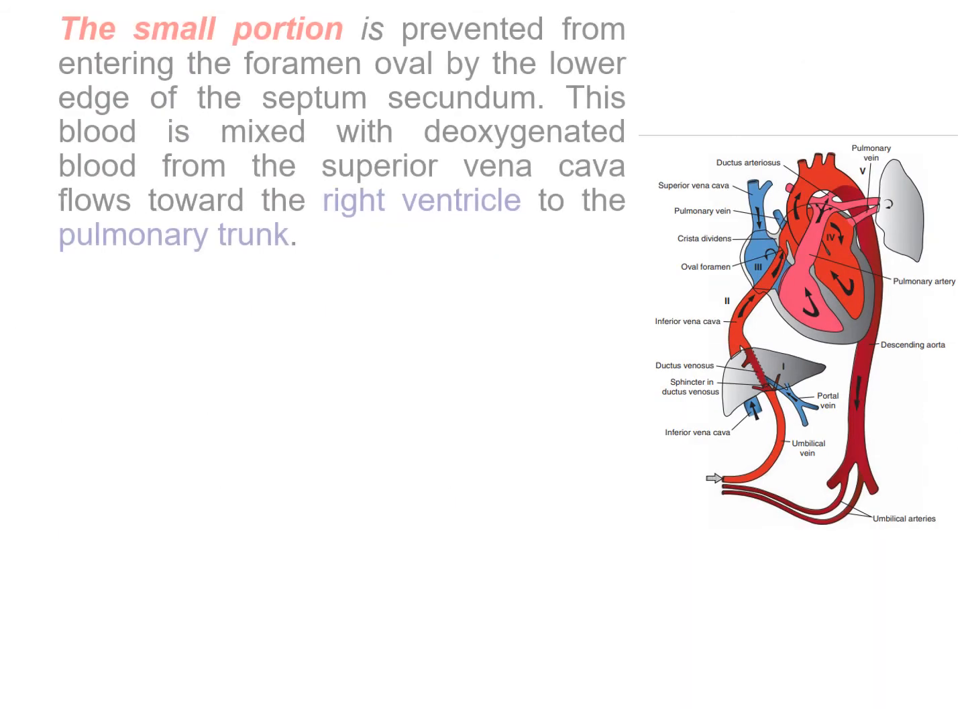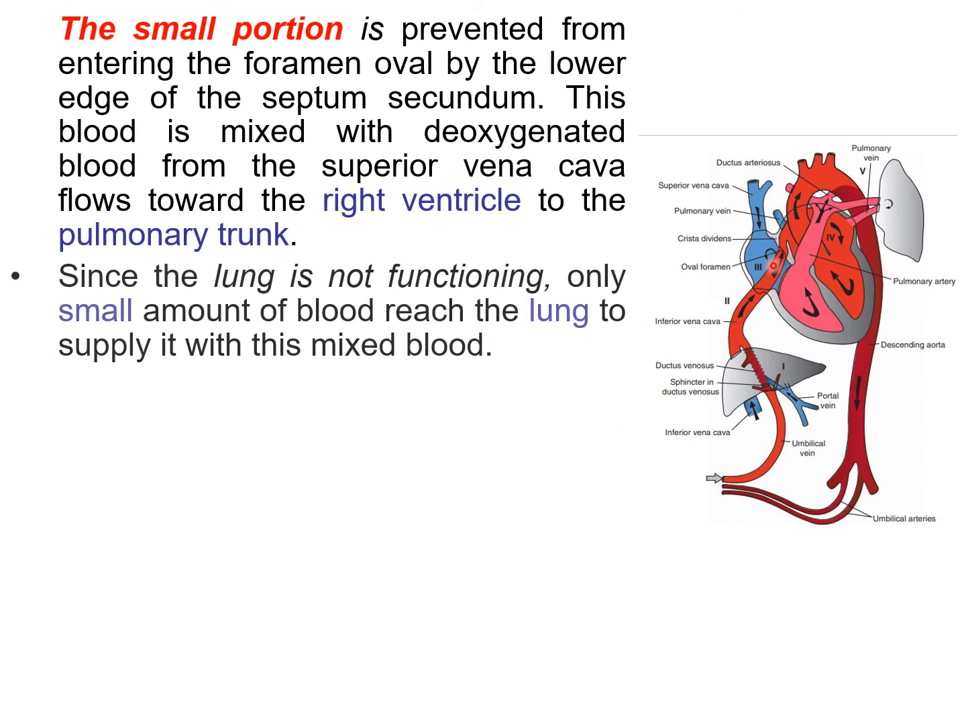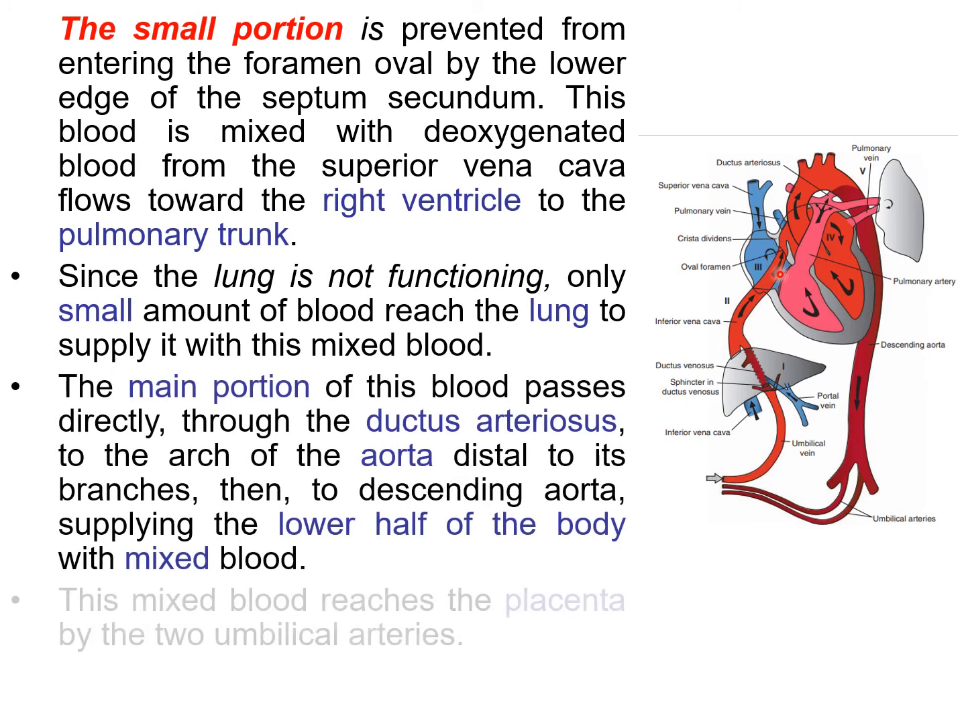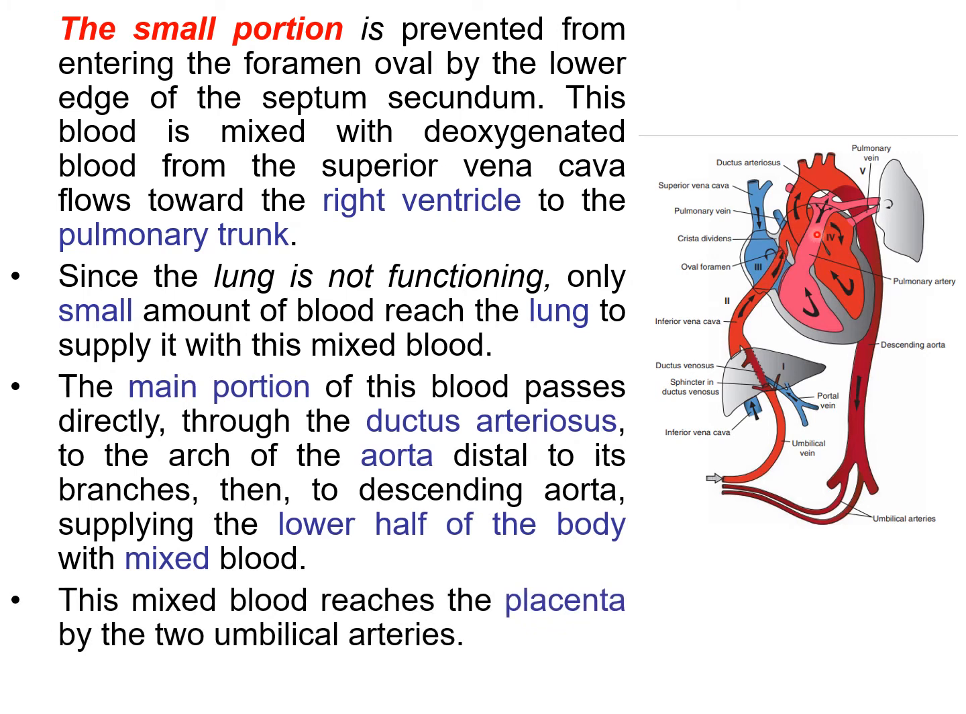Now the small portion of the blood which is not entering through the foramen into the left atrium remains in the right atrium. The small portion is prevented from entering the foramen ovale by the lower edge of the septum secundum, which is known as the crista dividens. So over here, the lower edge of the septum secundum, which is known as the crista dividens, prevents some of the blood from entering the left atrium and it remains over here.